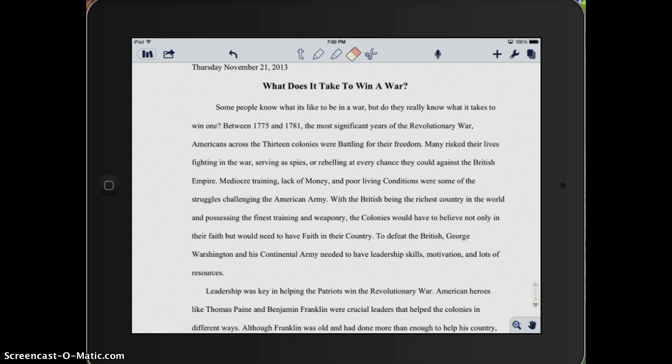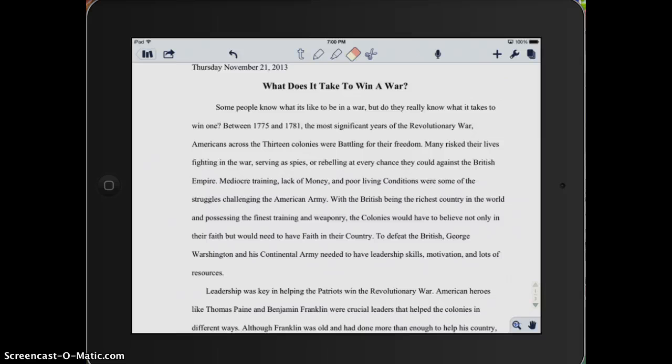So if you remember the two things from the rubric, we needed a general introduction that gave us information about the Revolutionary War and the topic to be discussed. This person did that. They gave us everything we needed to know, all of the background, the setup for the Revolutionary War, and what they're going to talk about in their paper. The second thing on the rubric was their thesis statement.